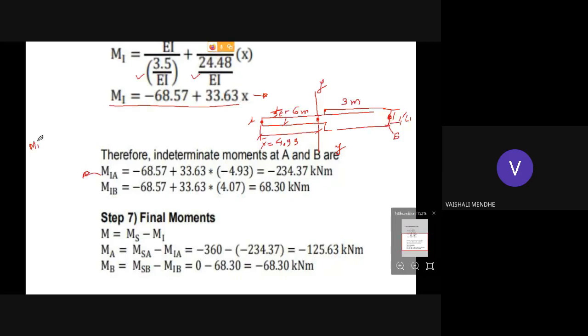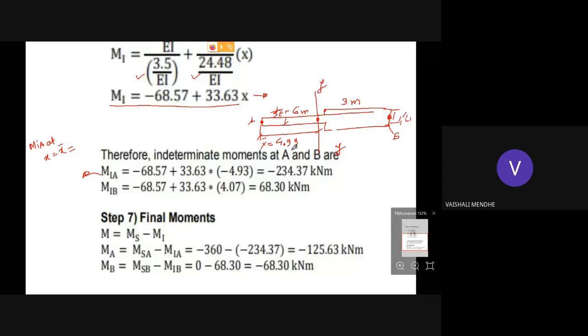So MIA at x is equal to always x bar. MIA at x is always x bar. About the y axis, at what distance point A is located, that distance will always be x bar. So the value of x for MIA is always x bar, 4.93, because about the y axis you have to put the distance at which point A is located. That x is always x bar to get the value of indeterminate moment at A.